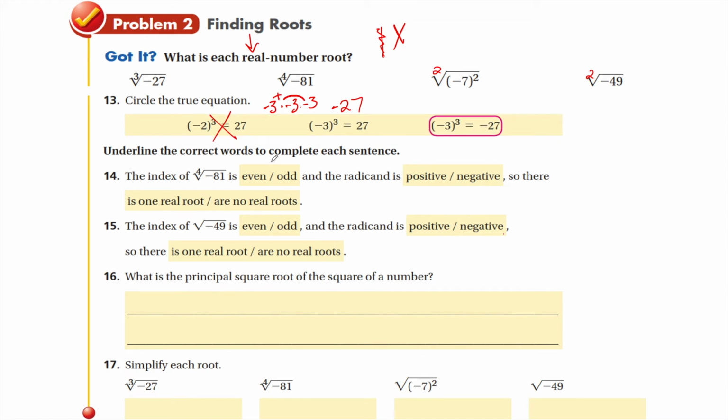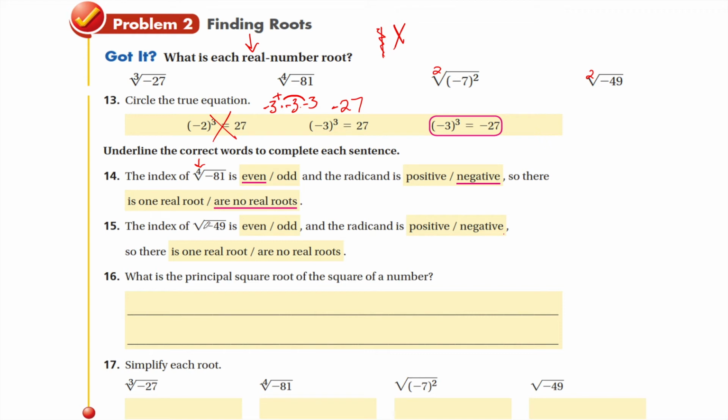Underline the correct words to complete each sentence. The index of the fourth root of negative 81 is even, because 4 is even. And the radicand is negative because that 81 on the inside is negative. So there's going to be no real roots.